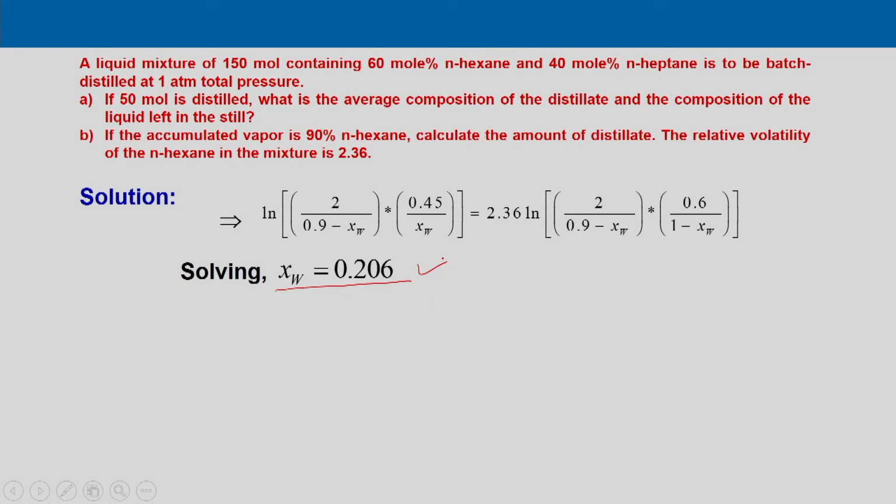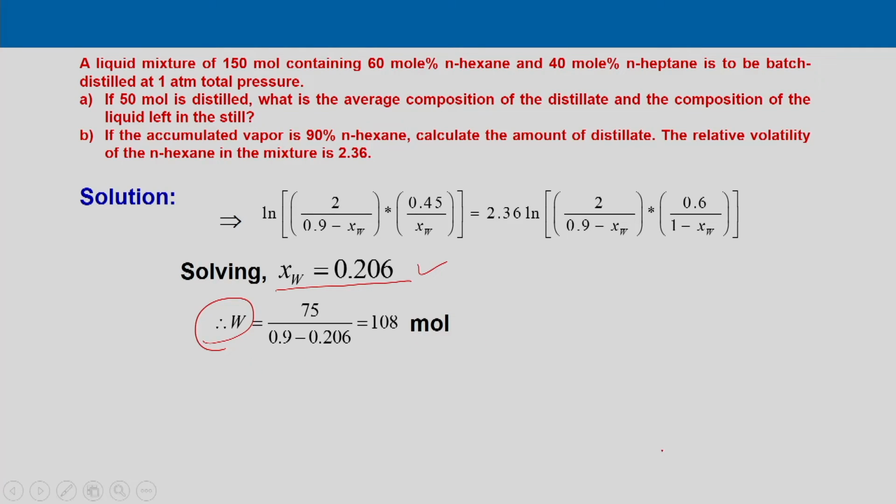So, once we obtain x_W, we can calculate W, which is equal to 75 divided by (0.9 − 0.206), which is equal to 108 mole.